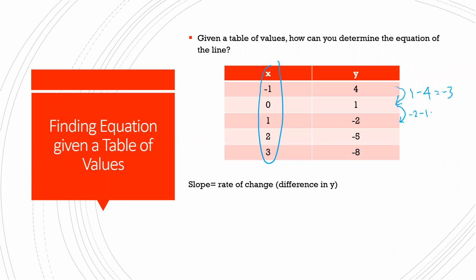-2 minus 1 is also -3. Then I find the first difference here: -5 minus -2 is -3, right? Because I'm subtracting a negative, which means I'm adding. And of course, -8 minus -5, I subtract a negative, which means I add, so that gives me -3. Okay, so I can clearly see here that my slope is -3 because my first differences are all -3 the whole way through.